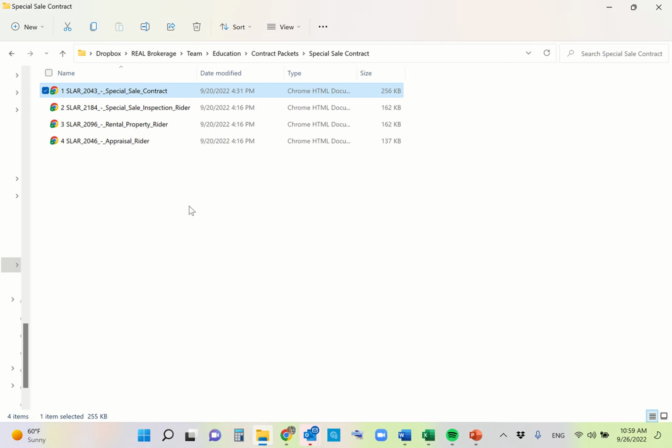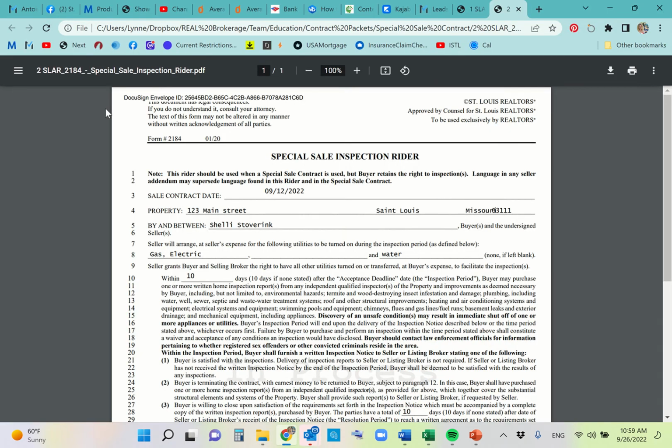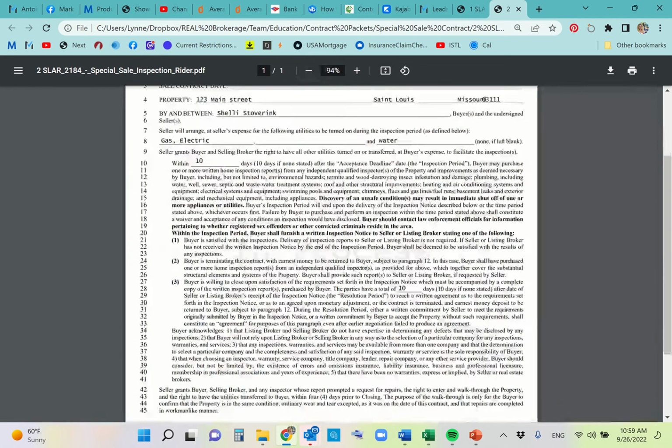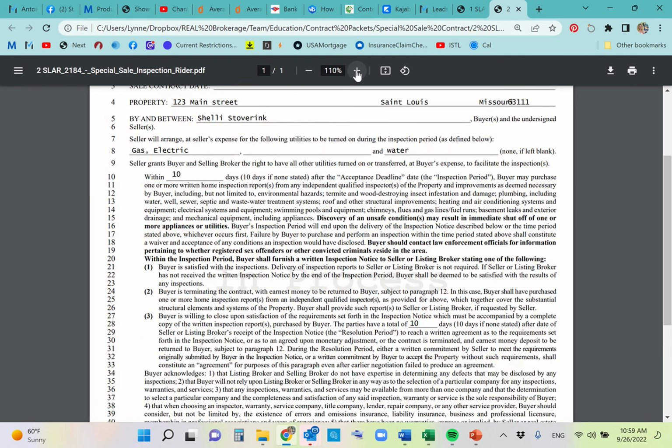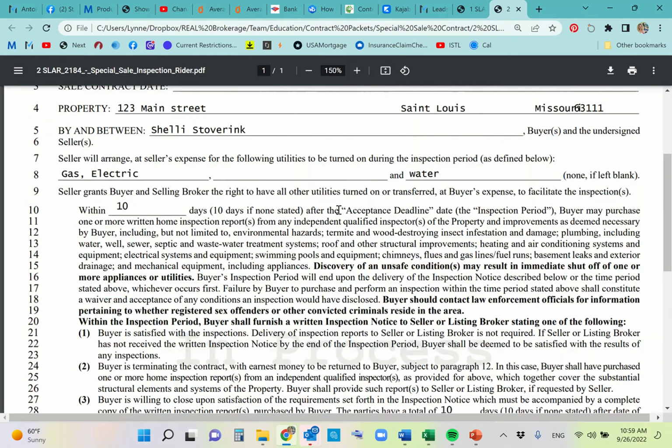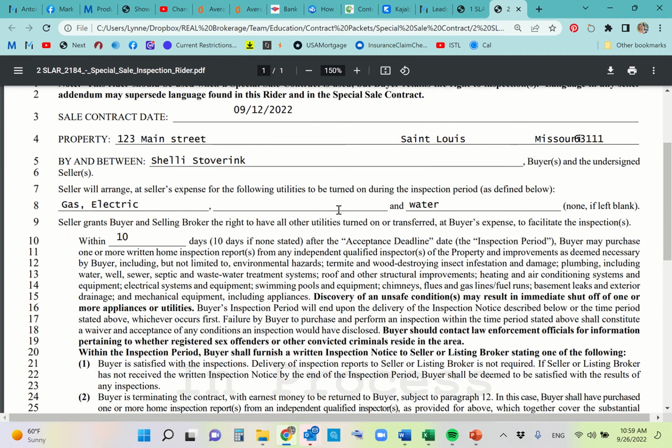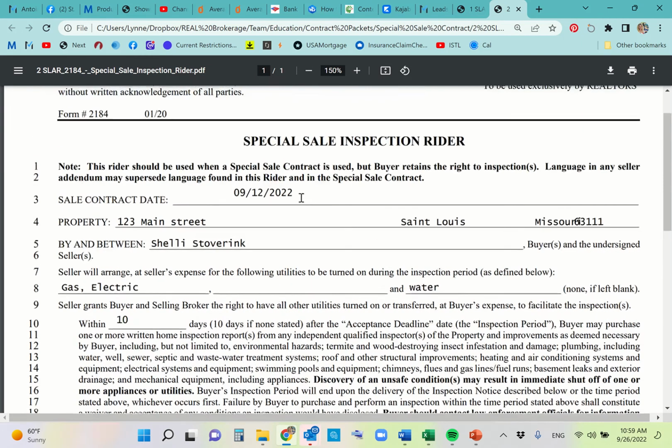Now let's go to the inspection rider. So when your buyer wants the right to do inspections of any sort, right? They don't have to be, I don't know why I have so much problem making this bigger. All right, let me focus for just a minute. Okay, maybe it'll work this way. There we go. Okay, I apologize. So this is your special sale contract. Whatever date you put on your special sale contract, you're going to put it on every place you see sale contract date. It's got to be the same date.